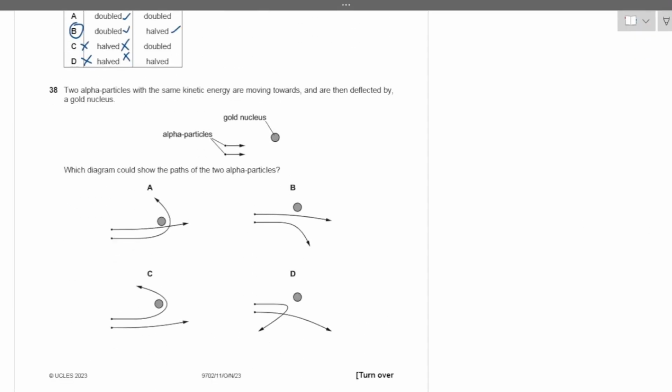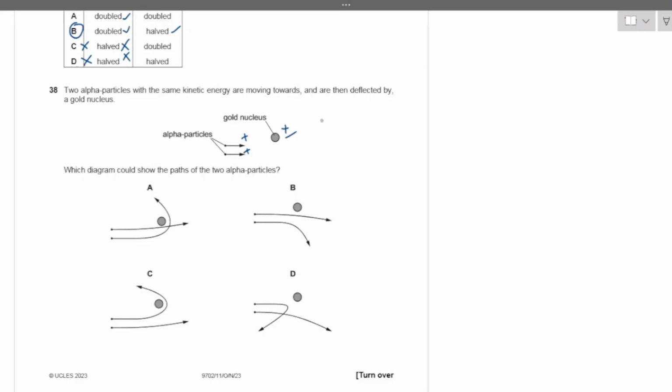Question 38. Two alpha particles with the same kinetic energy are moving towards and then are deflected by a gold nucleus. Which diagram could show the paths of the two alpha particles? Well, the first thing you need to know is that the gold nucleus is positively charged because it contains neutrons and protons. Neutrons have no charge at all, protons do have, and that's a positive charge. Similarly, alpha particles also have a positive charge because they consist of two neutrons and two protons.